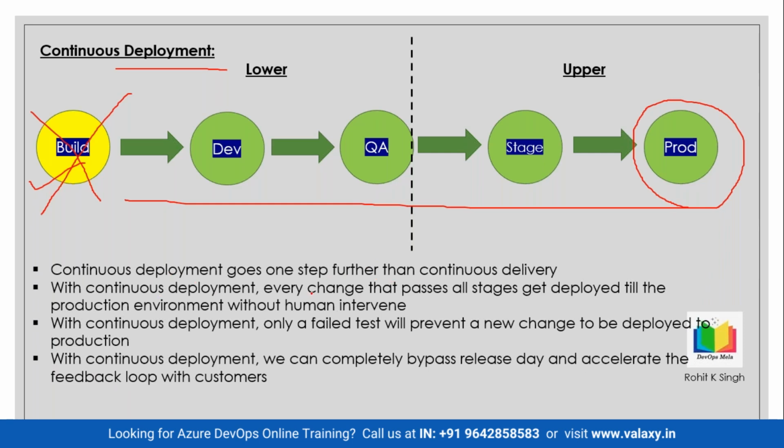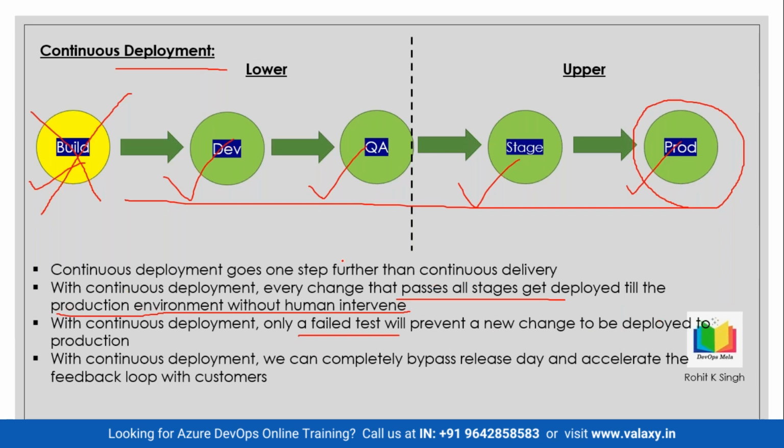So continuous deployment goes one step further than continuous delivery. With continuous deployment, every change that passes all the stages gets deployed to the production environment without human intervention. If it is passing the dev and QA stages, there's no stopping. The production will also be deployed successfully. With continuous deployment, only a failed test will prevent a change from being deployed to production. If it fails over here, then only it will stop anything going to production.